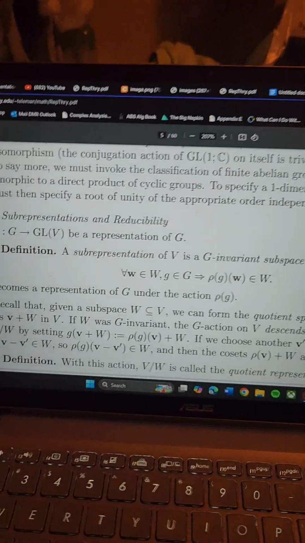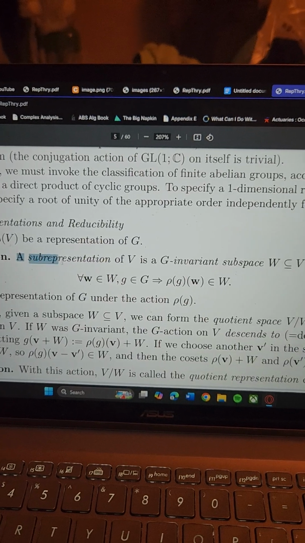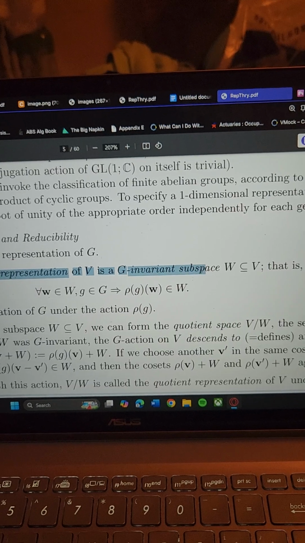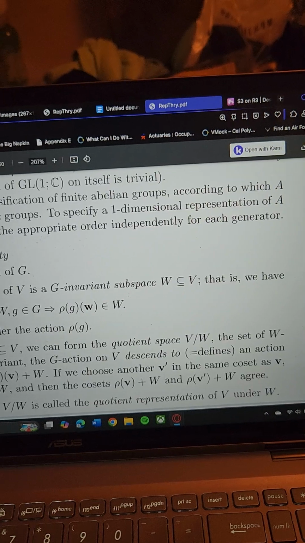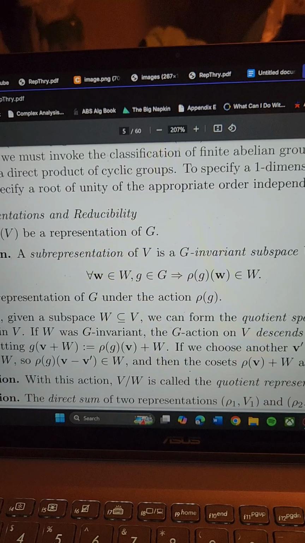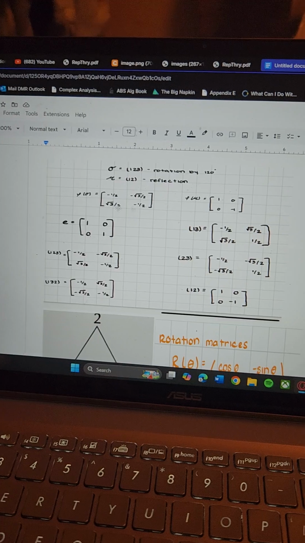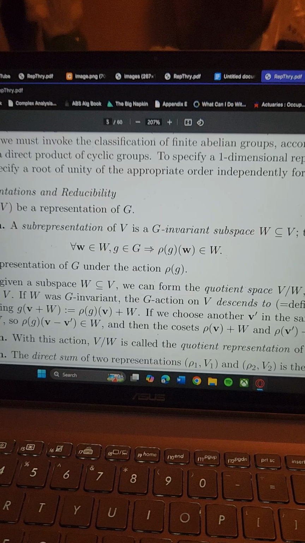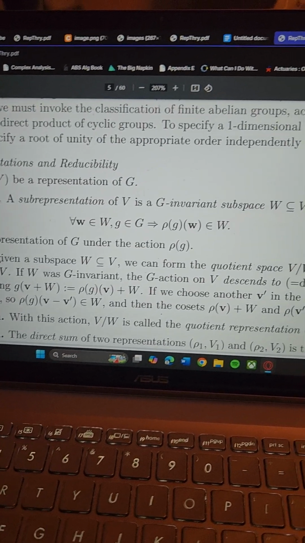So, what is a sub-representation? Well, a sub-representation of V is a G-invariant subspace W, such that it's invariant for all elements inside of G. Basically what this means is we can find any mapping of the matrices that we've chosen such that all the elements will be invariant. That means that they stay inside the space that they're supposed to stay inside of. This is what a sub-representation is.